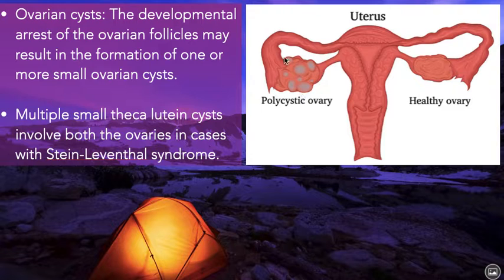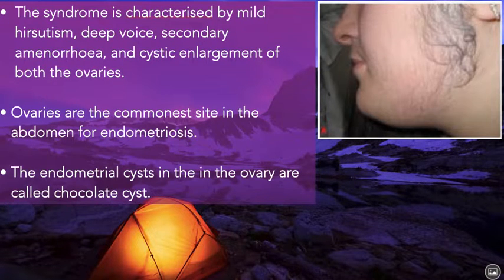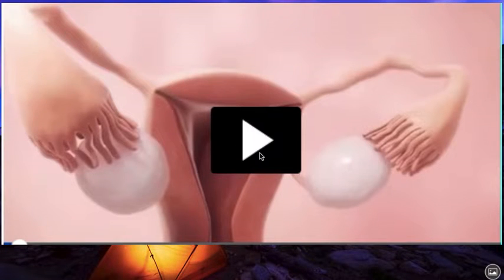Ovarian cyst: developmental arrest of ovarian follicles may result in the formation of one or more ovarian cysts. Multiple small theca lutein cysts involve both the ovaries in case of Stein-Leventhal syndrome. Now, this syndrome is characterized by mild hirsutism, as you can see over here, a deep voice, secondary amenorrhea, and this cystic enlargement of both the ovaries. The ovaries are the commonest site in the abdomen for endometriosis, and the endometrial cysts in the ovary are called the chocolate cyst. Now, just have a look at how the ovulation occurs.